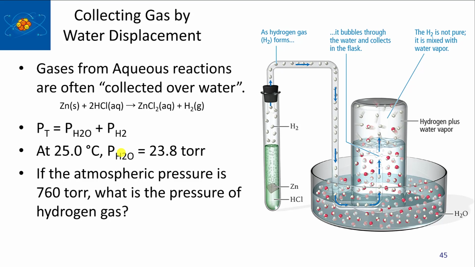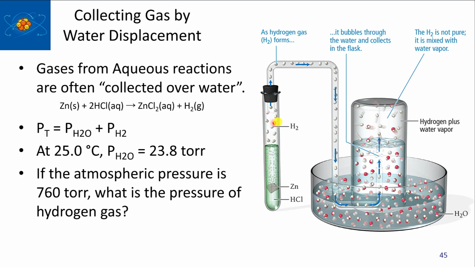One of the applications of Dalton's law of partial pressures has to do with when we collect gas products during aqueous reactions. And we call this collecting a gas by water displacement. And in the experiment, which is shown here, we get gas that's formed in a reaction, and it's pumped through, and of course this is an aqueous reaction.